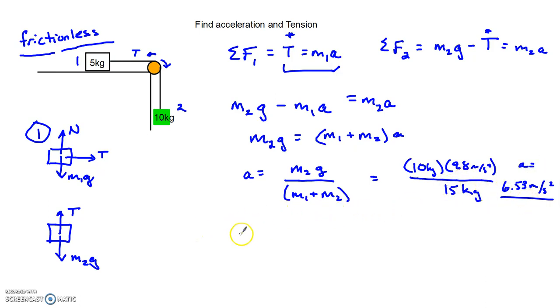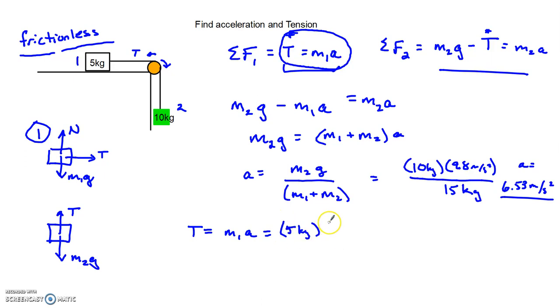Okay, and now I have one tension. I could use either equation, but I think this is the simpler one on this side. So if T equals M1A, then T equals 5 kilograms times 6.53 meters per second squared, and that's 32.65 newtons. Make sure you put your units on all your answers.